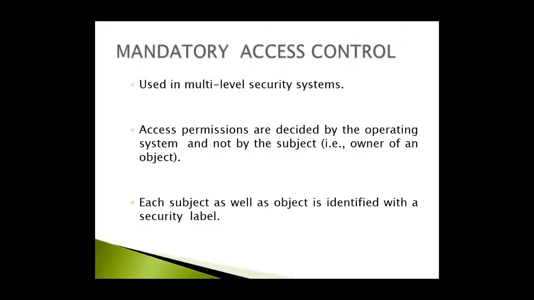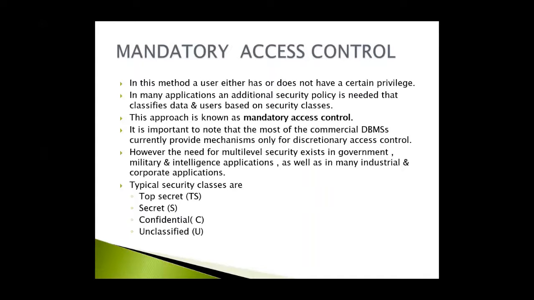Basically, mandatory access control is used in multi-level security systems where there is a hierarchy of security levels. In that particular environment, mandatory access control is used. Access permissions are decided by the operating system and not by the subject. Now here we are going to talk about two key terms, subject and object. Very soon we will understand what exactly is meant by subject and object. Subject is the owner of an object. Each subject as well as object is identified with a security level. What is a security level? Soon we will discuss.